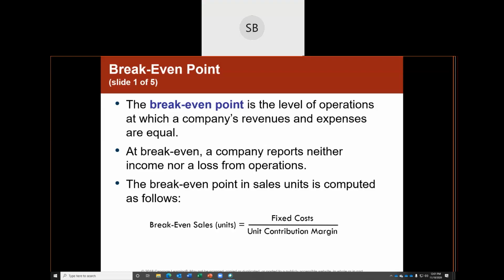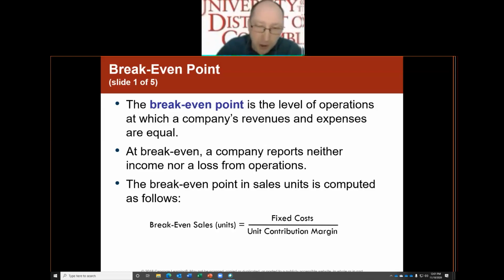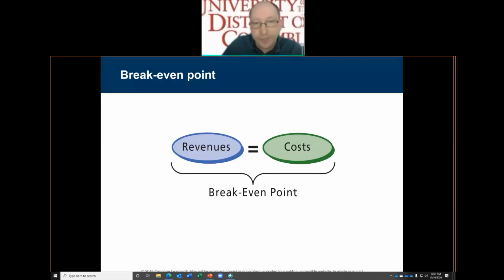So fixed costs in our example is 300,000. Our unit contribution margin is $8. The word break even, again, it means that our revenues equal our costs. We're not making any profit, but we're also not losing any money. Break even.